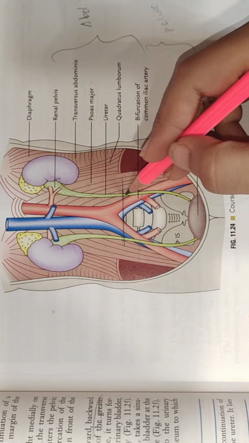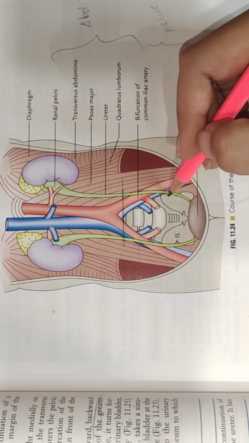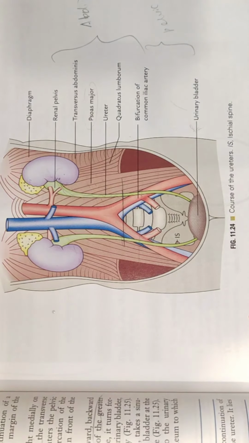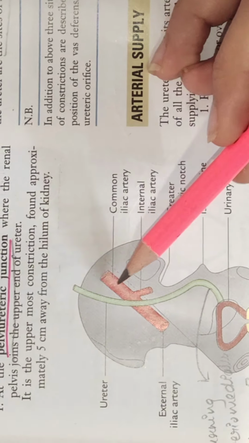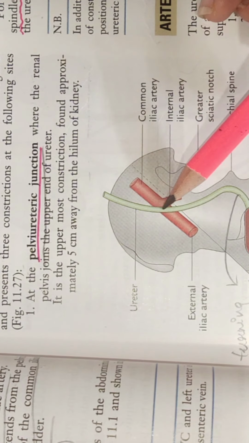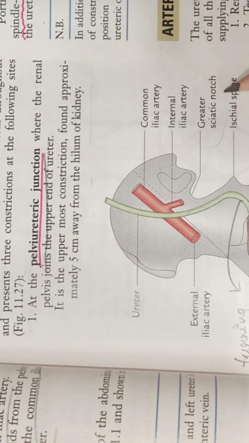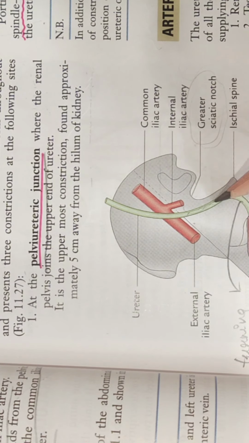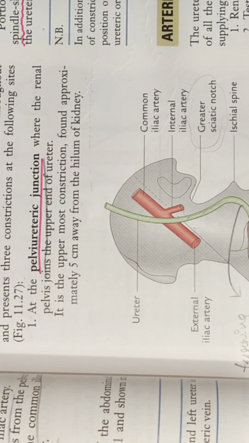Then it further continues downwards, downwards, backwards and laterally to the anterior margin of the greater sciatic notch. As you can see in this diagram, there is the ureter passing in front of the bifurcation of the common iliac artery. Then it passes downwards, backwards and laterally near the greater sciatic notch. This is the medial side, this is the lateral side of the greater sciatic notch. It is passing laterally near the side of the greater sciatic notch.